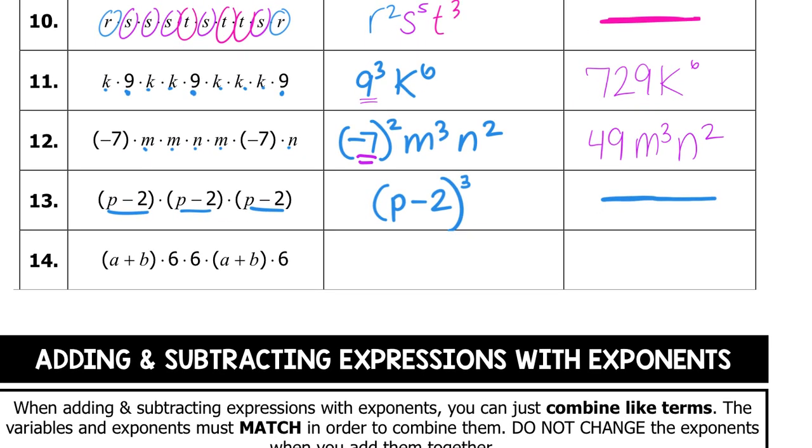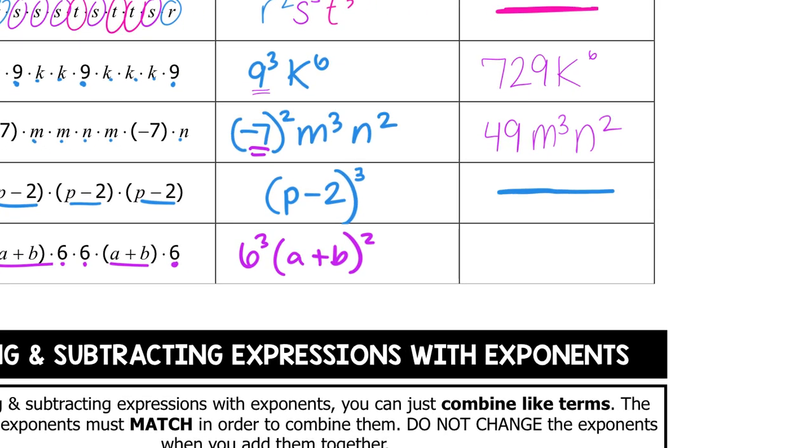And then this last one, let's see, I'm going to start with the numbers here. We have 3 of these, so 6 to the 3rd. And then for that quantity, we can write that like this, (a plus b) squared, because there's 2 of them. Now, we can't evaluate the quantity just yet, but we can evaluate that 6 to the 3rd. So you can type that in your calculator. That would give us 216.